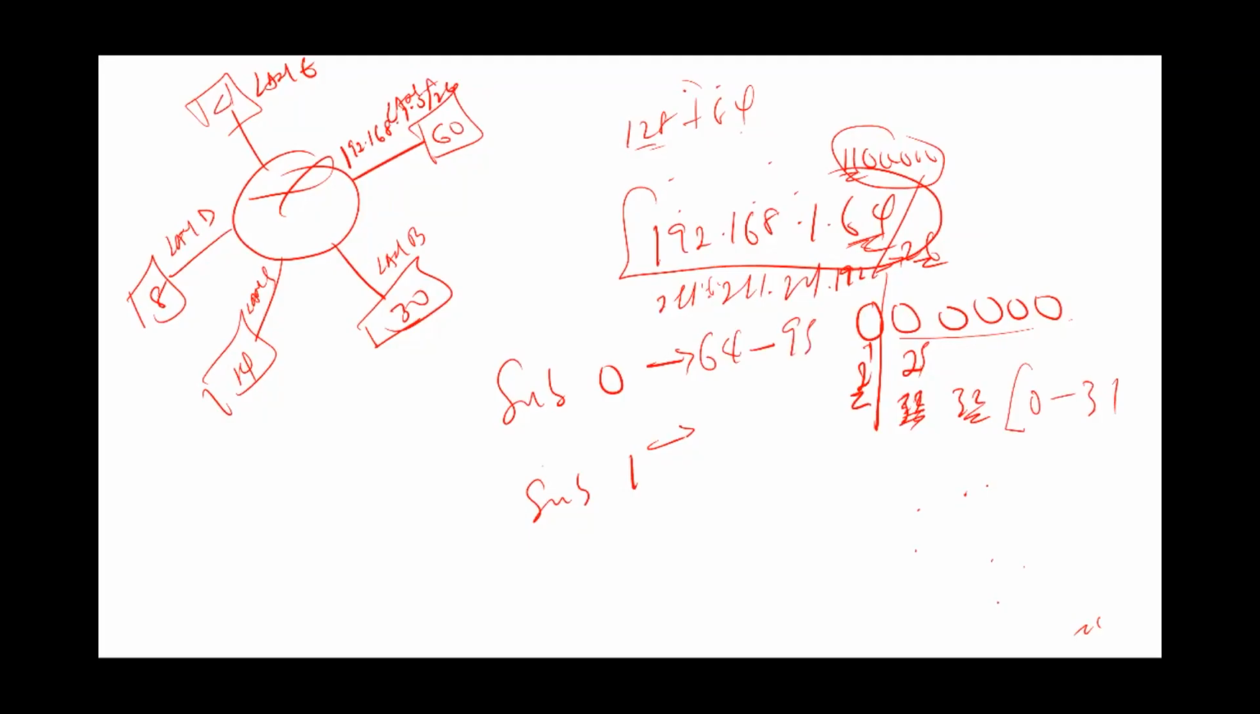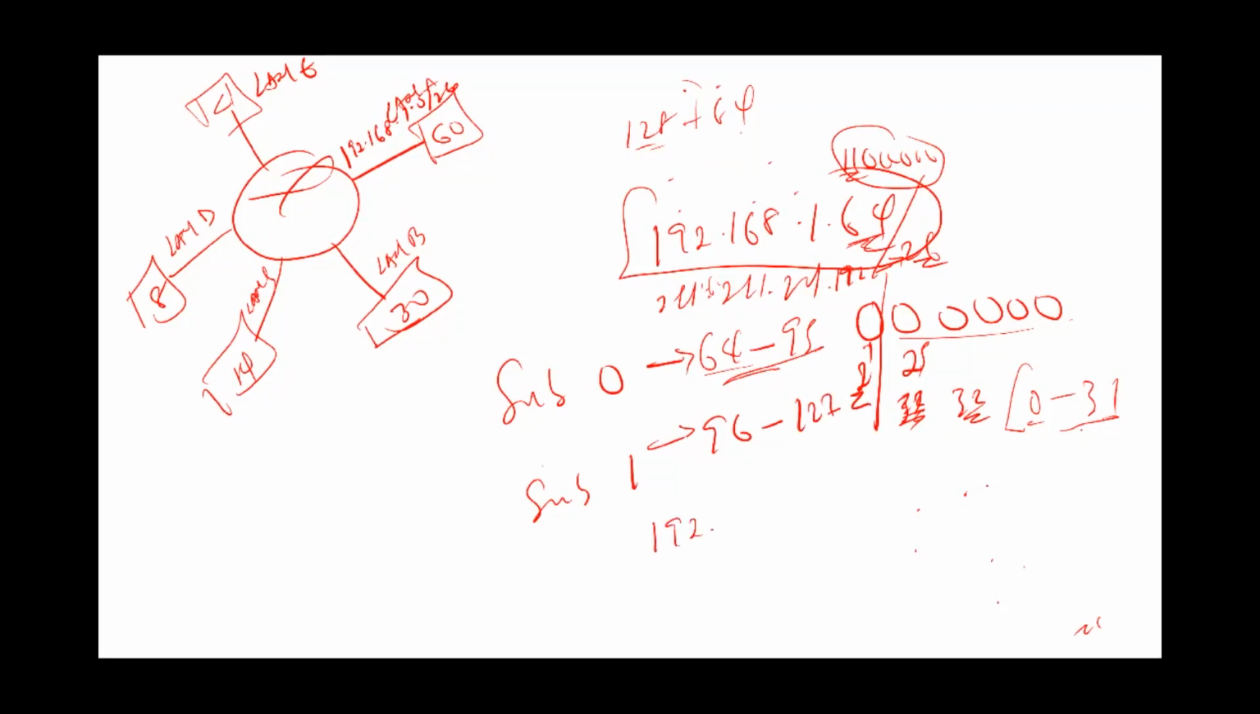How did I get 95? 0 to 31, what's the difference between the two? 32. 64 to 95, what's the difference between the two? 32. Then the next address will be 96 to, then you have 31 again. That's my own method. So if you have 31, the next one will be 127. Now I've gotten 2 networks out.